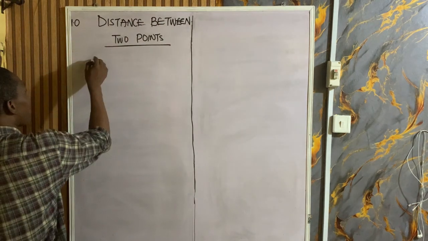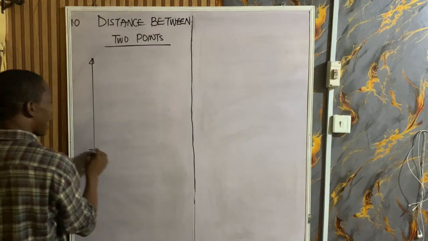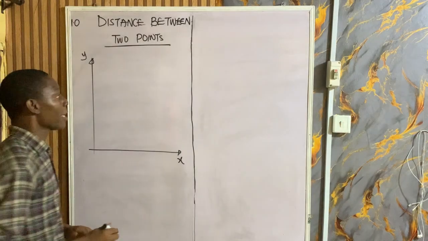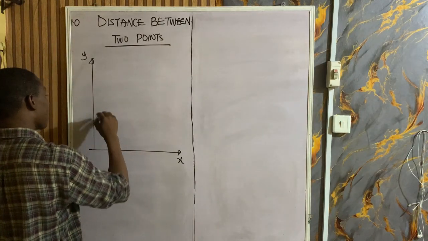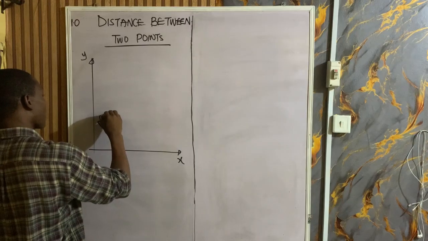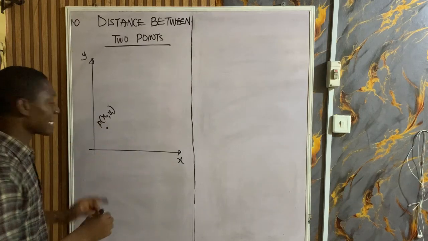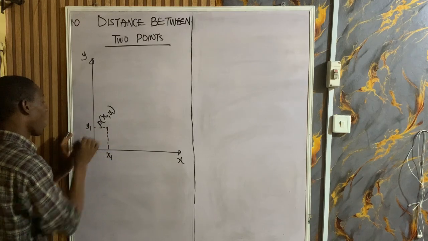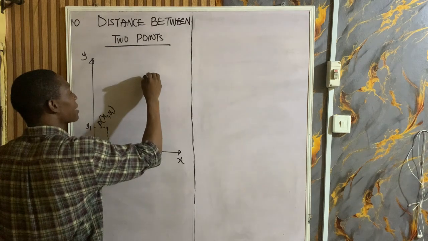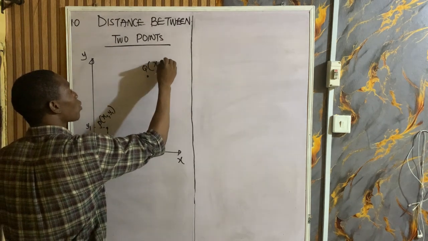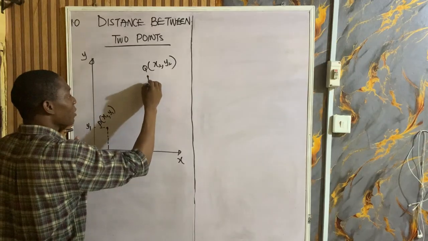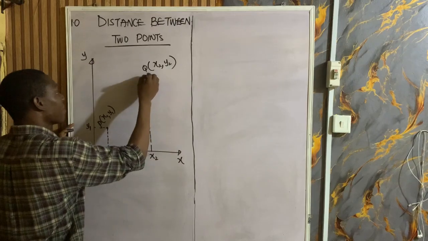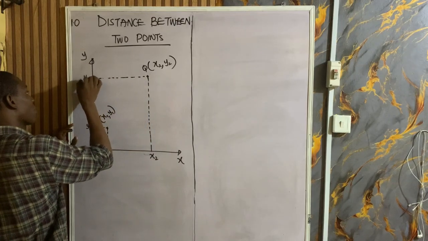Let's say we have a plane bounded by the y and the x, meaning that here is the y-axis and this is the x-axis. This is a plane now. Let's say we have a point here, which is point P, having coordinate x1, y1. This simply means that if you trace it along the x-axis, the value is x1. Trace along the y-axis, the value is y1. Now, let's say we have another point here, point Q, with coordinate x2, y2. This also means that if you trace it along the x-axis, you have x2, and if you trace along the y-axis, you have y2.